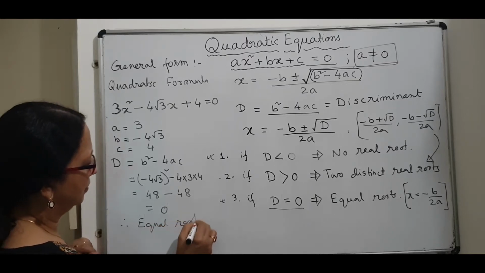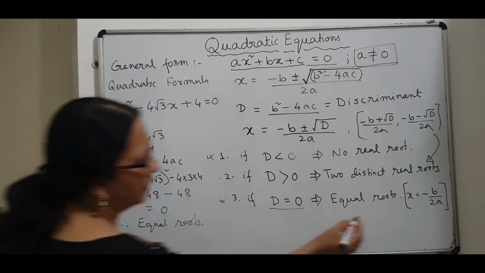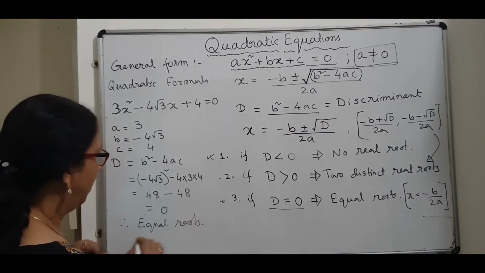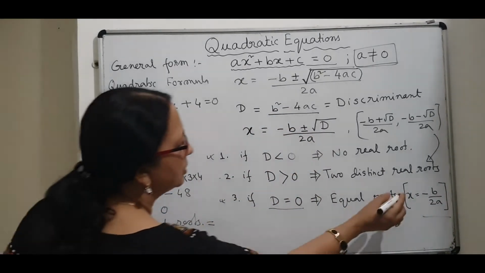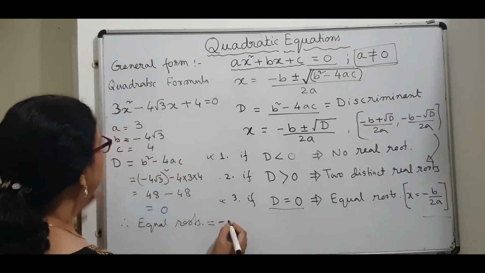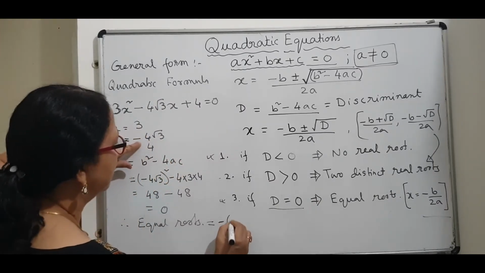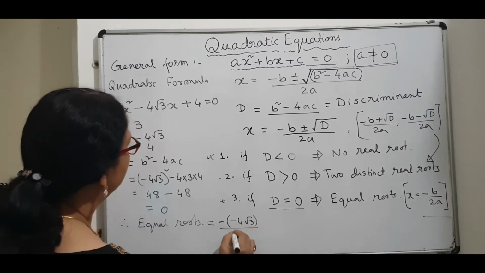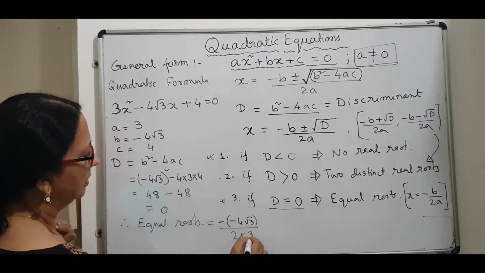Equal roots. And also we can find the value of the equal roots: the roots are equal to −b by 2a. So −b is −4√3 by 2a, and 2a is 3.